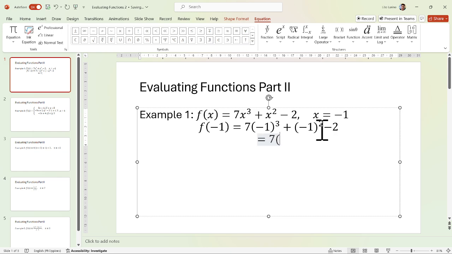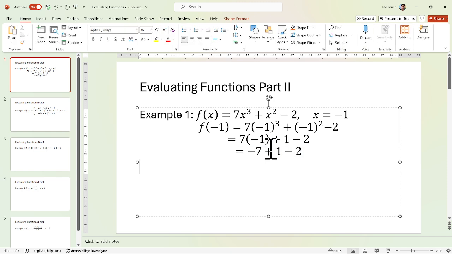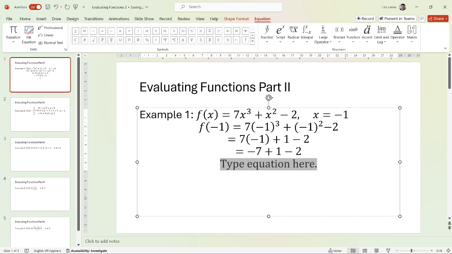7 times (-1) cubed. -1 times -1 is +1, times -1 is -1, plus (-1) squared is +1, minus 2. And we have 7 multiplied by -1 is -7 plus 1 minus 2. Thus, we have f of -1 is equal to -7 plus 1 is -6, minus 2 is -8. Thus, the value of y is -8 when x is -1. This is a polynomial function, and we have evaluated it at x is equal to -1.